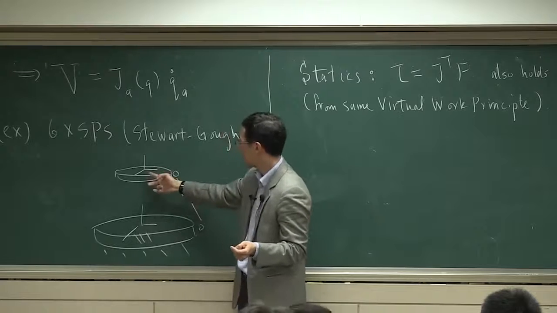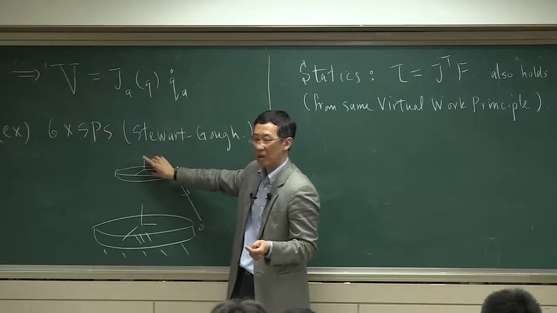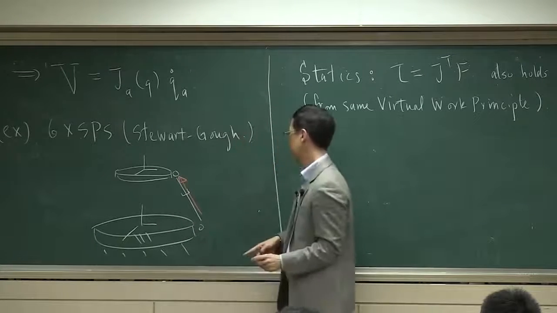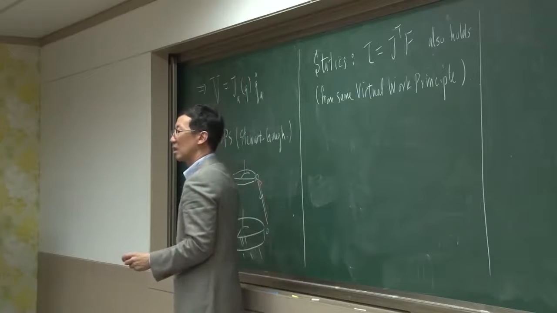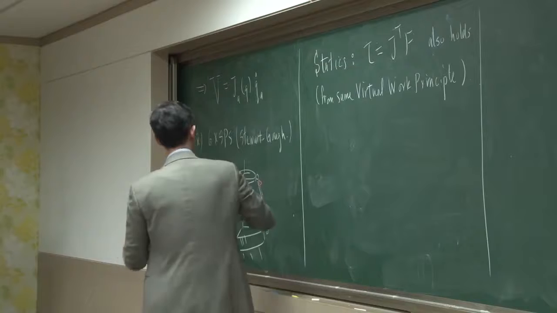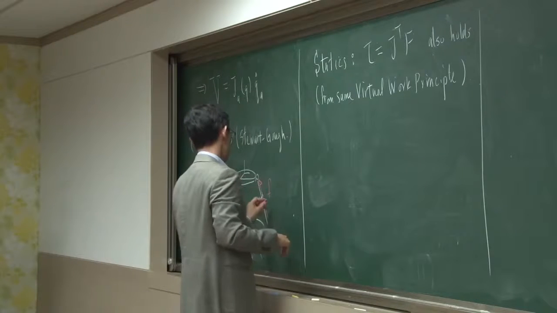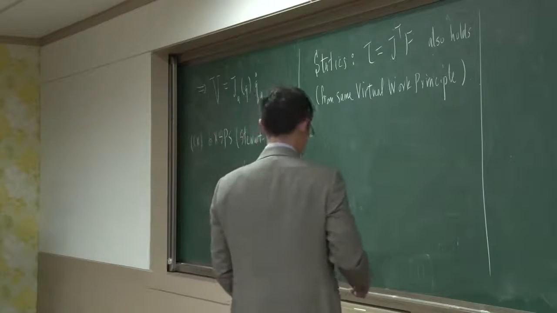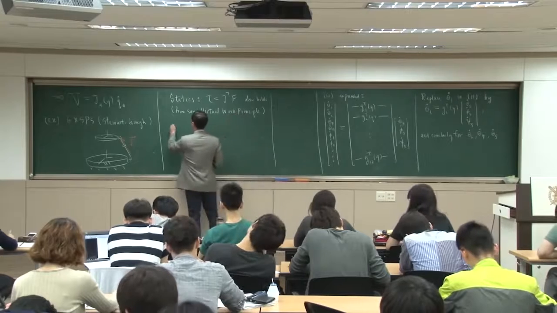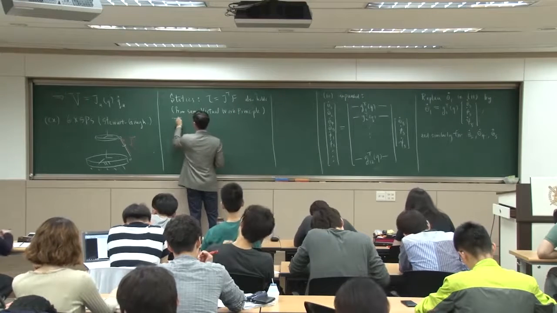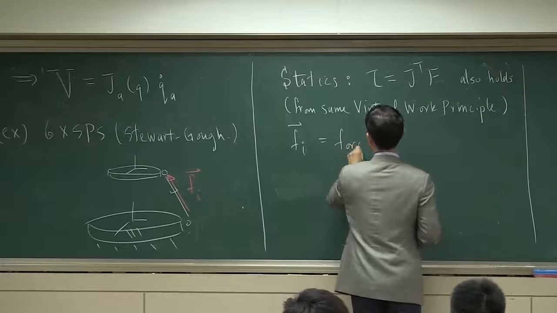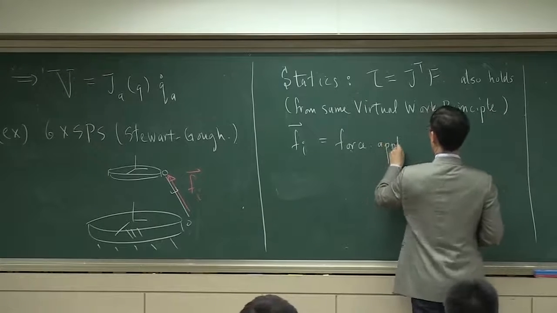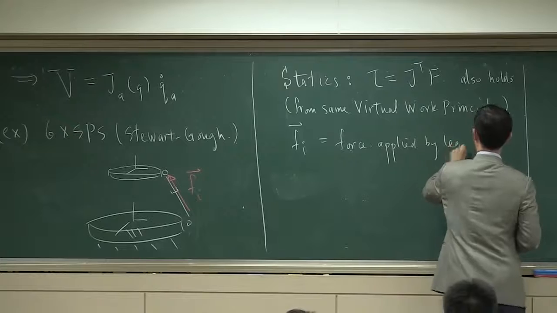So the forces acting on this rigid body are where? They are through the legs here. So there's a force here, and there are forces at the other legs. So let's call this vector F, well, F leg i, so Fi. Fi, this is the force applied by leg i.